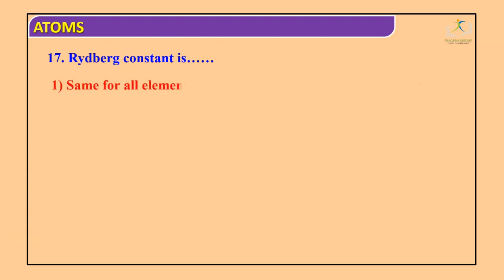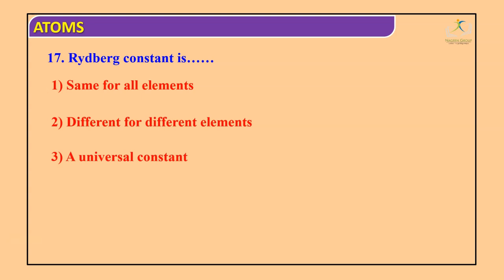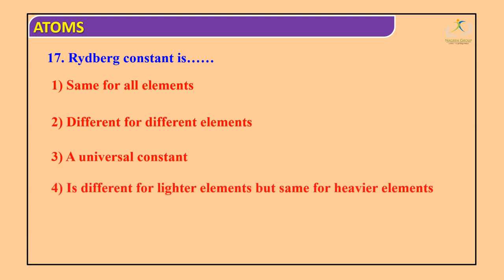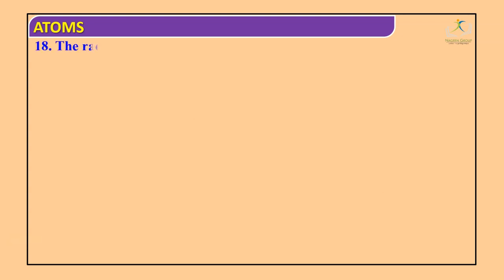Rydberg constant is the same for all elements, different for different elements, a universal constant, or different for a lighter element but same for a heavier element. So the correct answer is different for different elements.